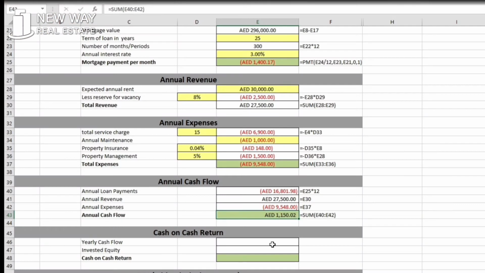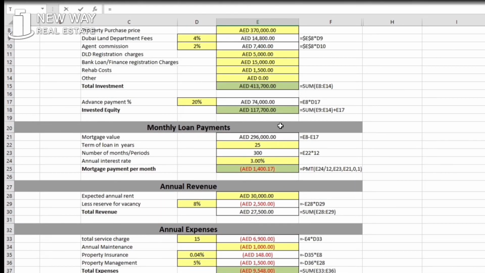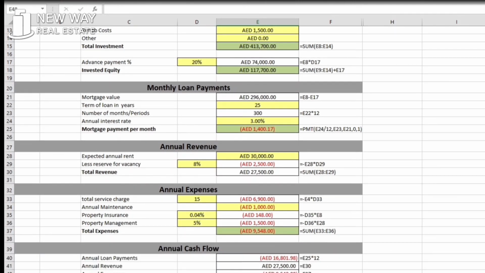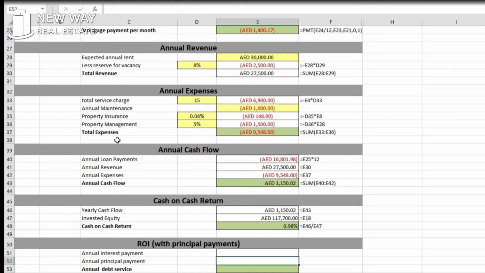We go to the yearly cash flow. So in this next field, we enter equals then select the annual cash flow. The invested equity, which we have calculated earlier, equals the cell over here. Our cash on cash returns will be calculated as follows. We divide the yearly cash flow by the invested equity. We get 0.98%, almost 1%.